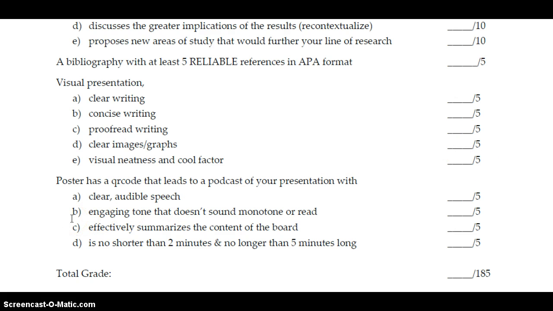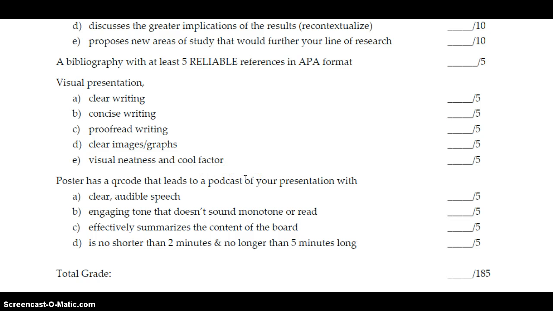And then lastly, we will be making small podcasts, narrations that will guide a listener through your poster. You'll be making this podcast online. I'll give more details on how to do this, and then create a QR code so that the person who comes up to your poster can use their iPad or whatever, scan the QR code, and it will take them right to a podcast of you speaking and presenting your poster.